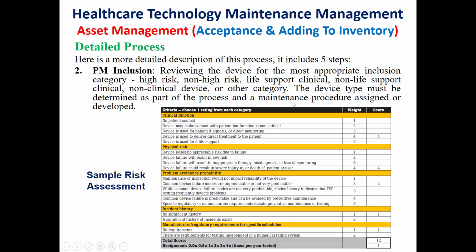The second point in the acceptance testing and adding to the inventory is the PM inclusion, that we should make a check-up or analysis if this device should be included in the preventive maintenance schedule or program or should be excluded. As we can see in this photo, the total risk number is 12, and this means that this device should be included in the preventive maintenance schedule and the PM should be performed annually.